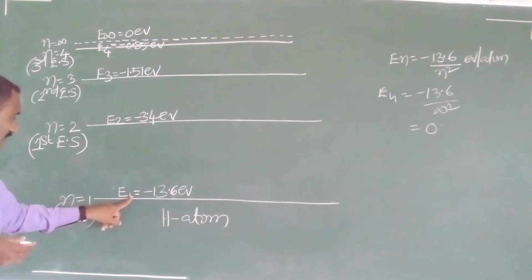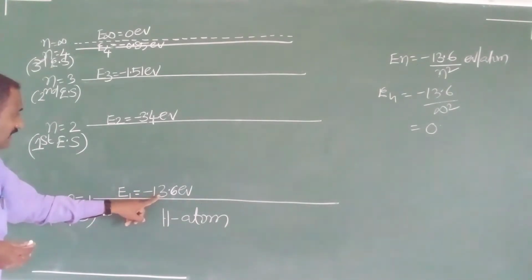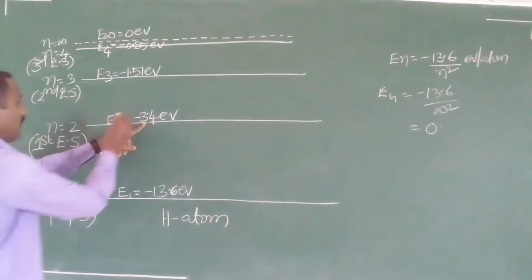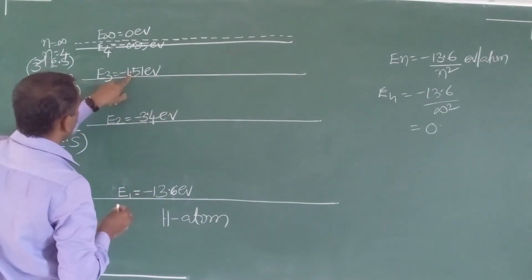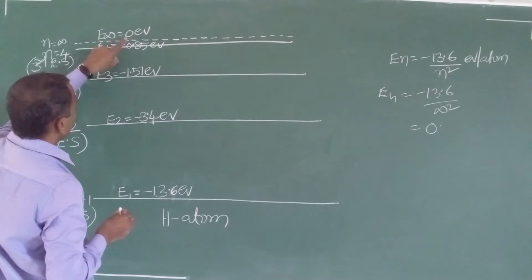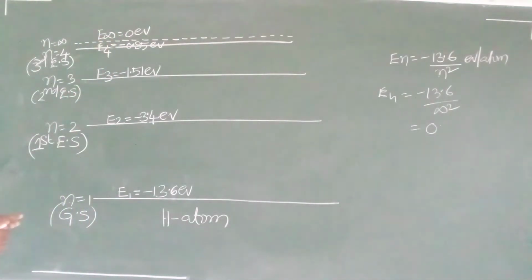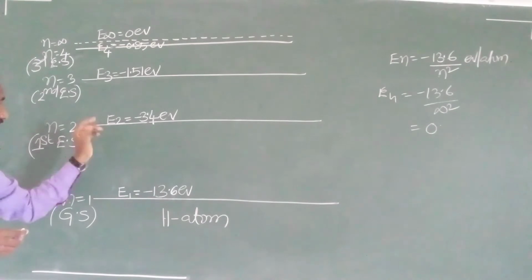So first orbit energy is minus 13.6 electron volts. Second orbit energy is minus 3.4 electron volts. Third orbit energy is minus 1.5 electron volts. Fourth orbit is minus 0.85. Infinity orbit is 0. If you observe, when moving from ground state to higher levels, from first orbit to infinity orbit, energy increases. Why? Because the negative value decreases.